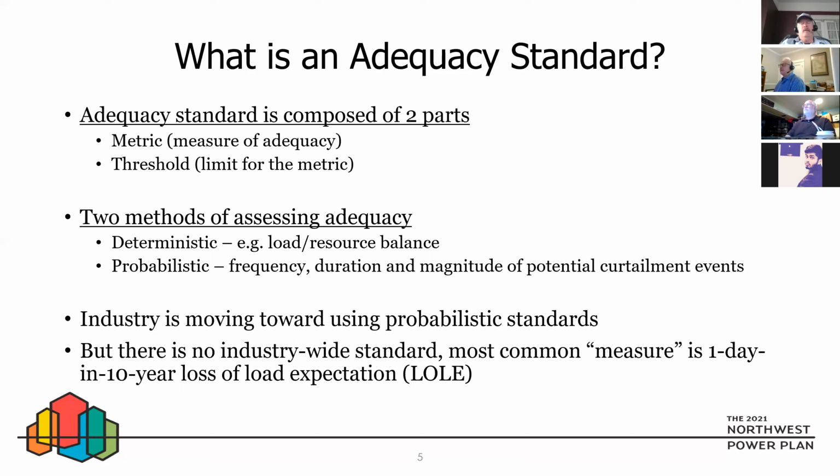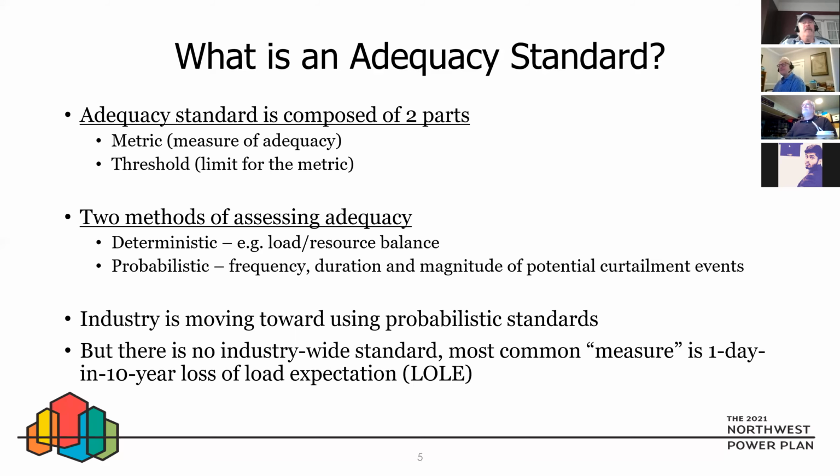And that's mostly because the systems are so different across the country. For an adequate system in the Southeast and an adequate system in the Northwest, even though we might be using the same metrics, we may have vastly different thresholds because of the types of resources that we have in our systems.